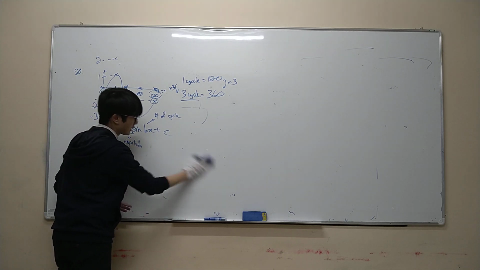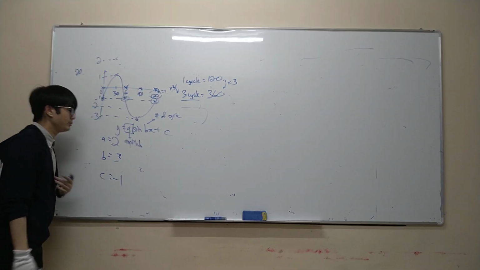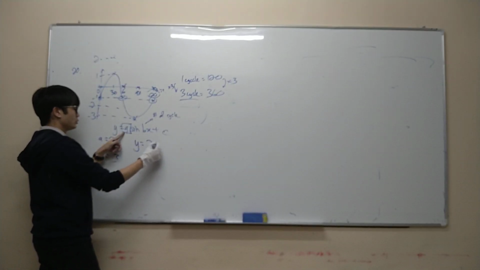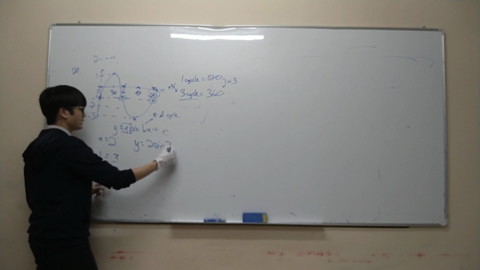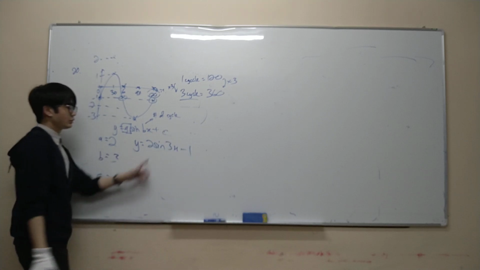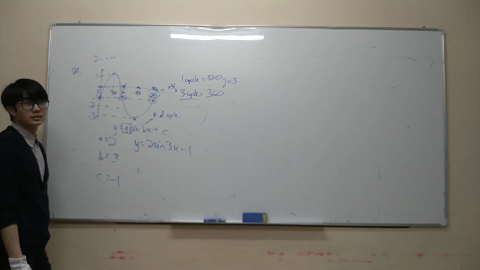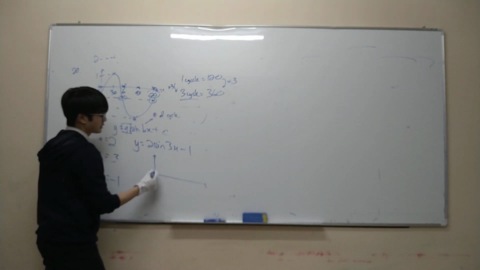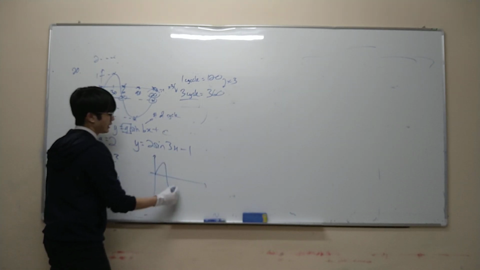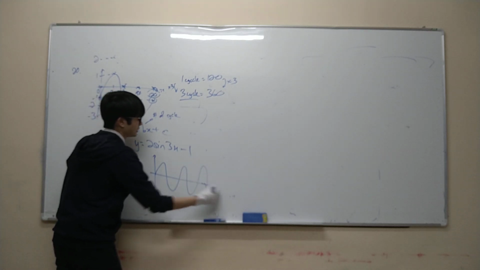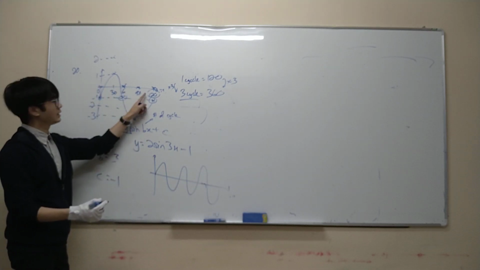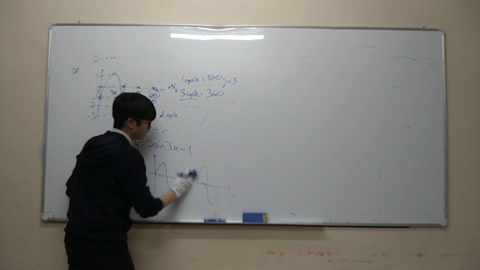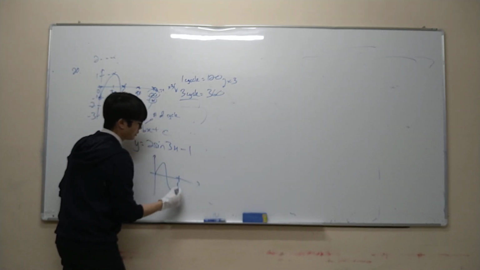Kalau you tak percaya saya, if you don't believe me, just try sketching it lah. Just try sketching it. Y equals to 2 sine 3x plus c means minus 1. And try sketching this, you get exactly like this, right? So, sine 3x, it means 3 cycle. But since I want to compare with this, and this graph only draw until 120, so I also draw until 120 only.